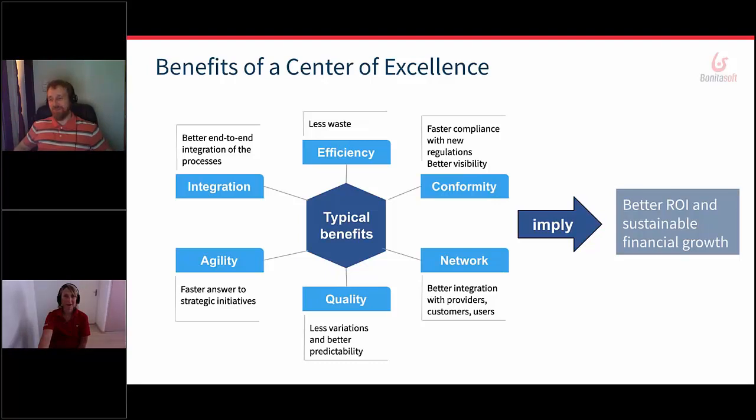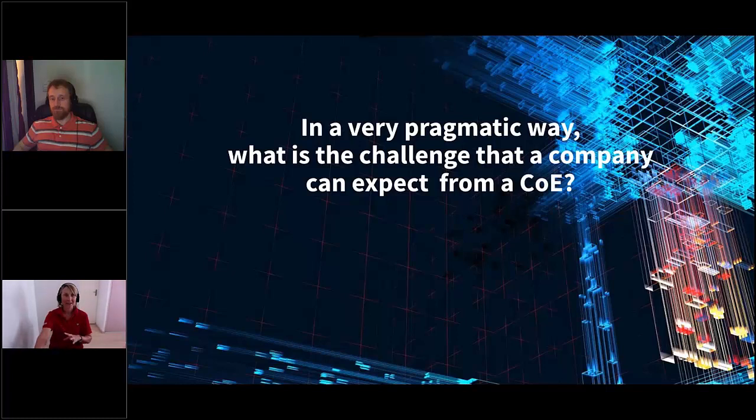That's why, if I jump in, I can see that you are already talking about challenges. And that's, I think, something that is really important for a company. Here you were talking about different challenges, technological efficiency, quality, and so on. If we talk in a pragmatic way, what is the main challenge a company can expect with a center of excellence? Is it a human challenge? Is it linked to the technology?